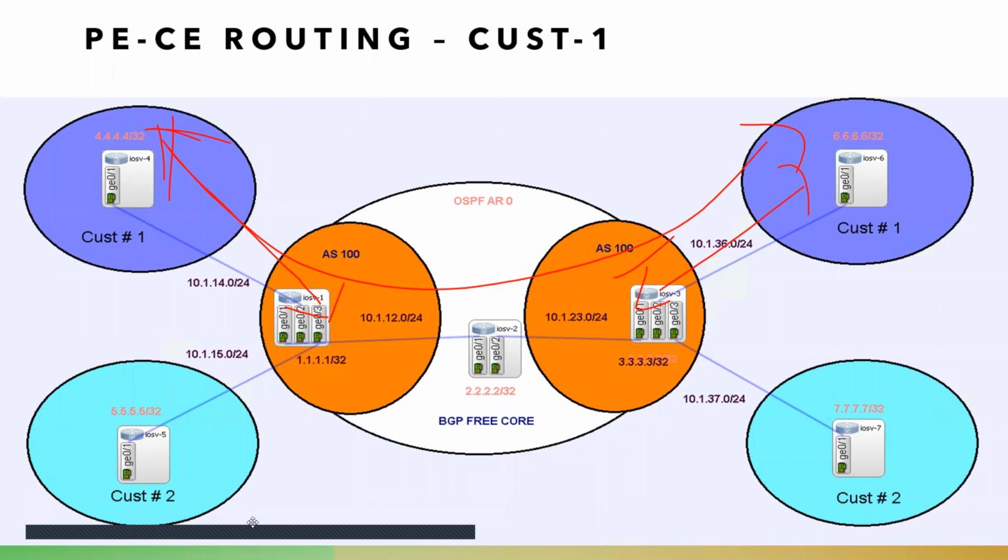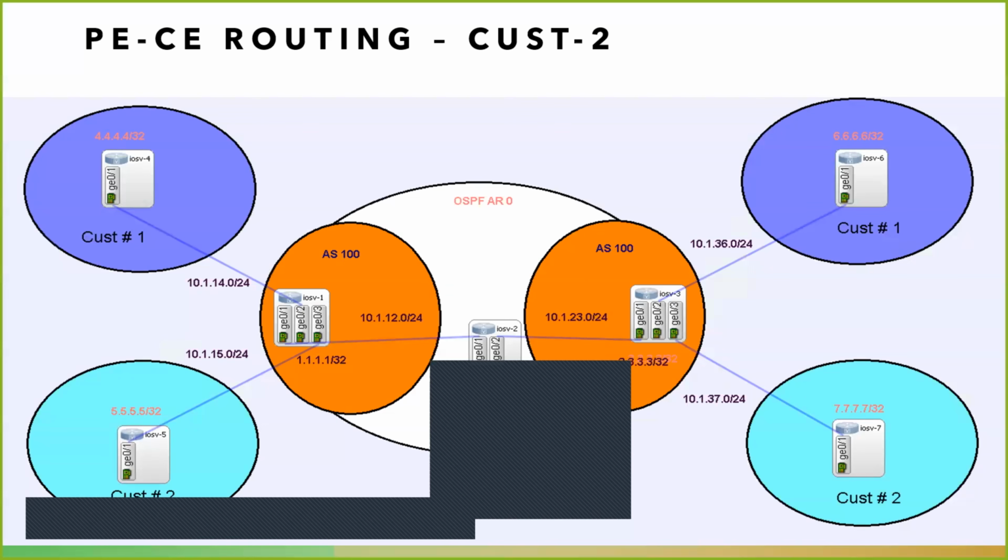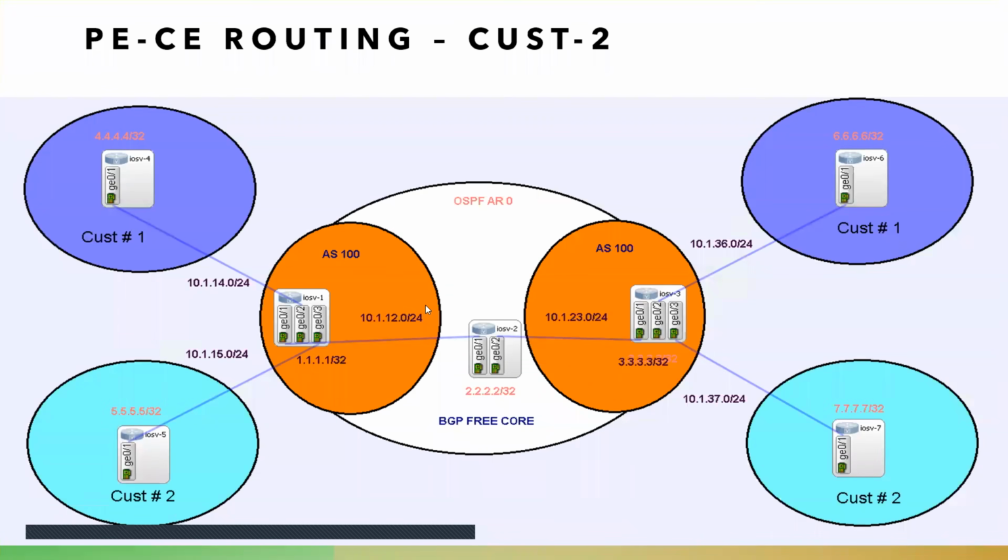All right, so let's just stop here. In this section, we are going to do the configuration for customer number 2. Now for customer number 2, we are going to use different routing protocols. Here we are going to use EIGRP. So within the autonomous system, because EIGRP uses an autonomous system, you'll find that we are going to run EIGRP with AS 15.